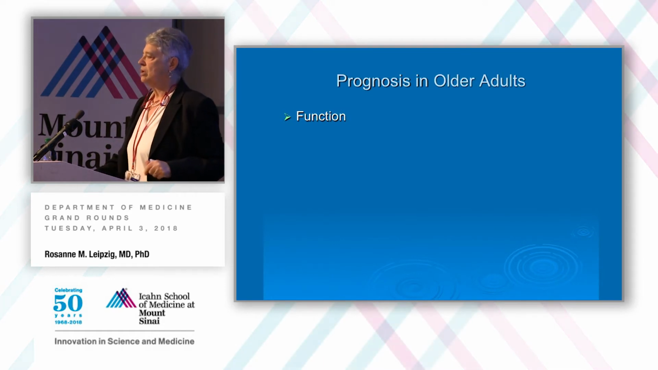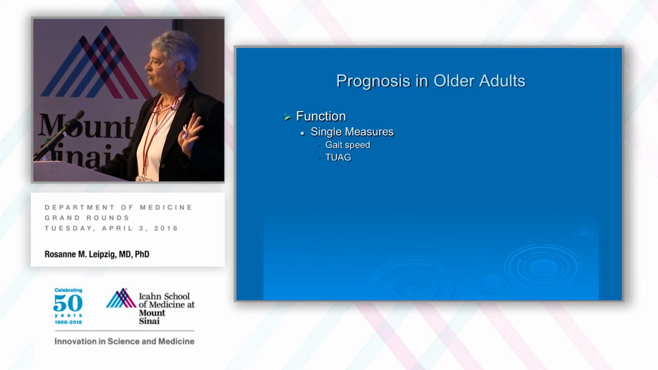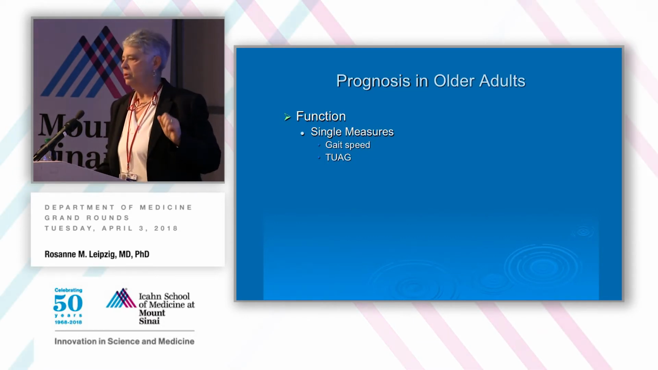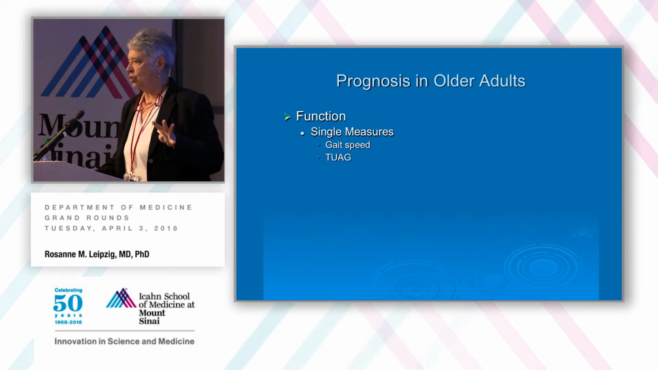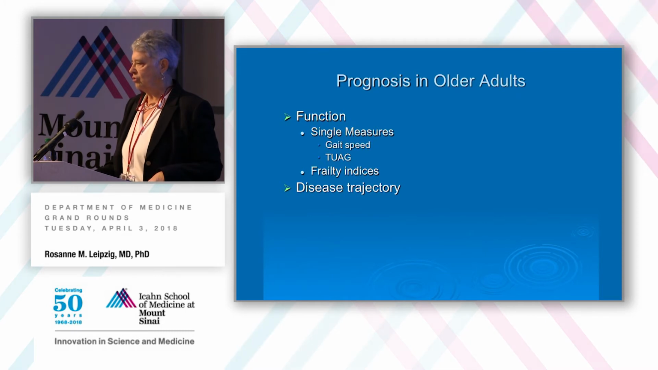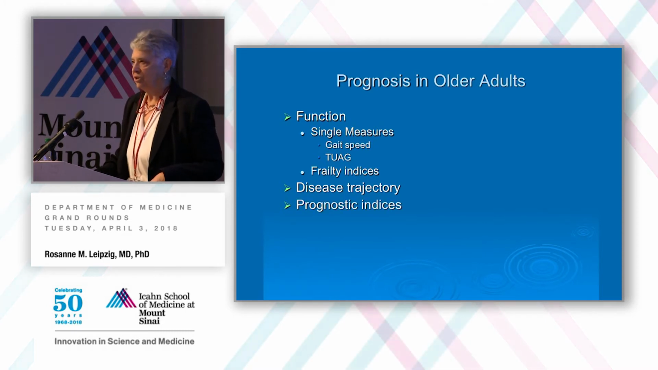So function rules, and as I said, there are different ways to look at this. We're going to talk about 2 single measures that you can use. We're also going to talk about frailty indices, disease trajectories, and prognostic indices.